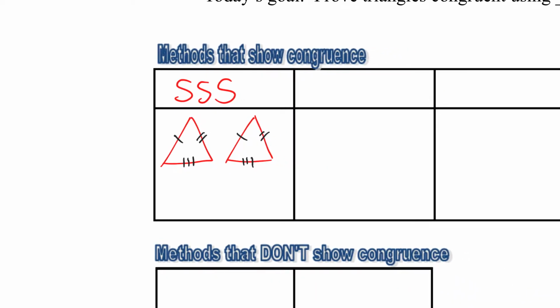The other way we talked about was side, angle, side, SAS. And so that's like this. This side and this side are congruent, this angle, and then this side, and then this side. If that's all I know about those two triangles, that this set of sides is congruent, that these two angles are congruent, and that these two sides are congruent, that's enough for me to know that those two triangles are exactly the same.